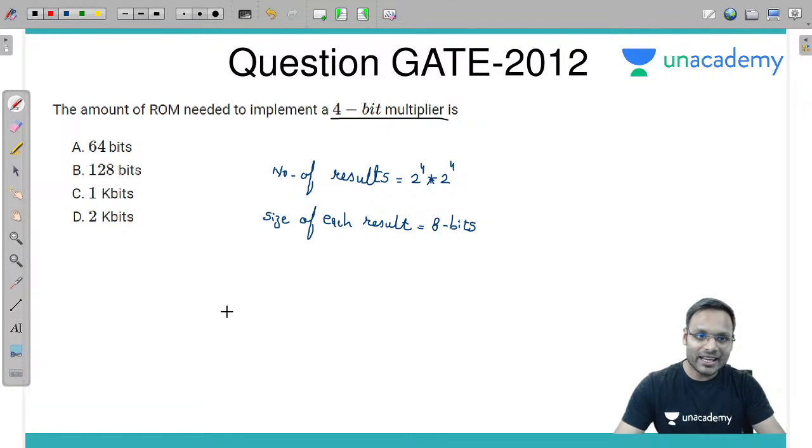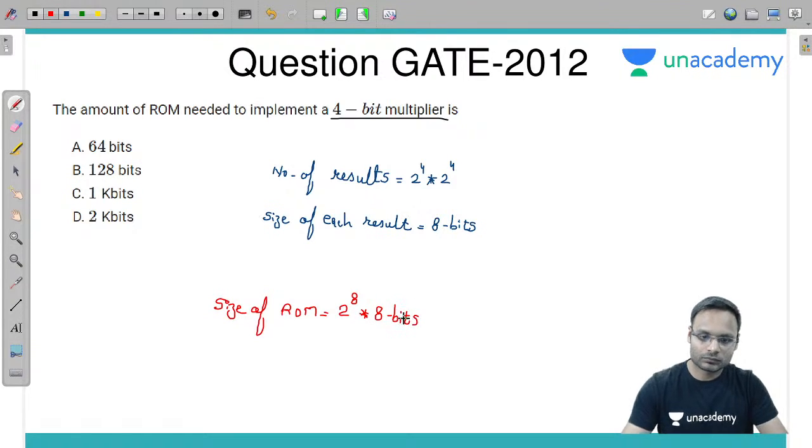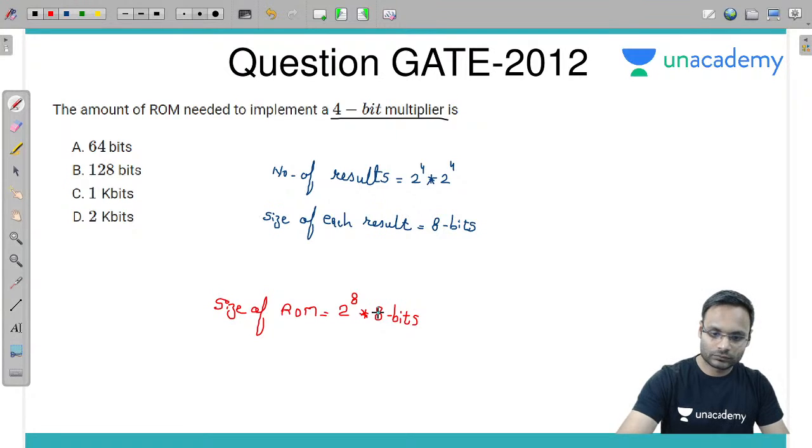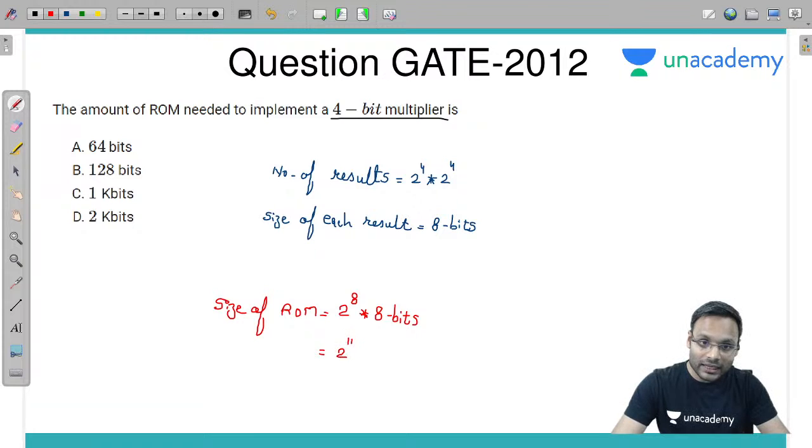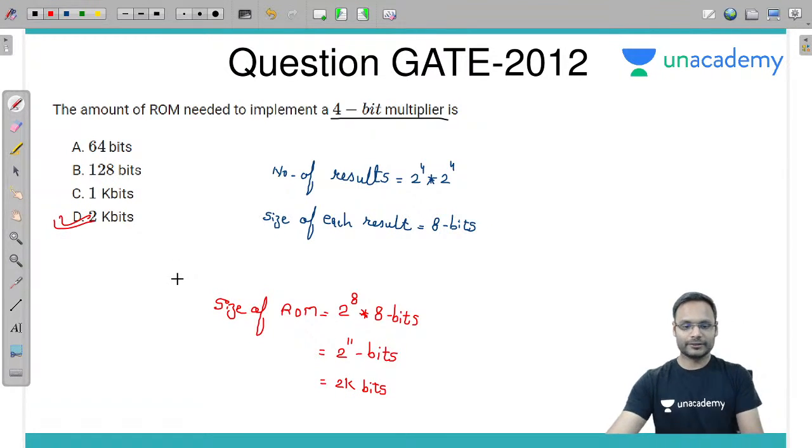So what is the size of ROM needed? 2 power 8 into 8 bits. Got it? 2 power 8 into 8 bits, which is 2 power 11 bits. कैसे किया? 8 is 2 power 3, which is nothing but 2 kilobits. D option is correct.